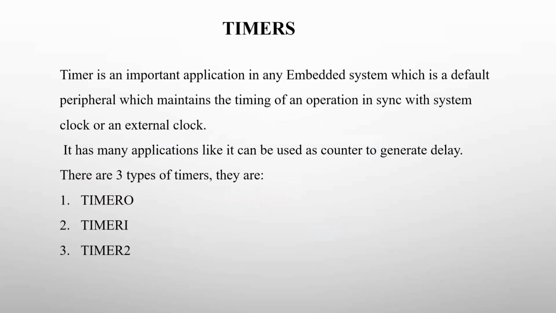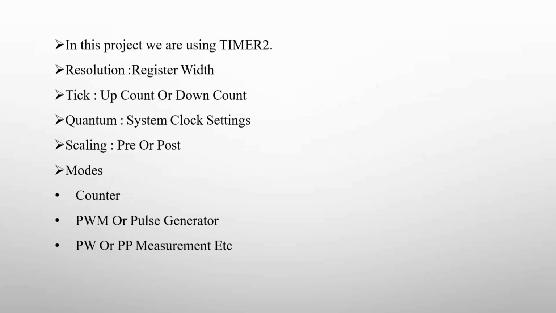And coming to timers. Timer is the default peripheral in microcontroller which is used to calculate the time. And timers are three types: timer 0, timer 1, timer 2. In our project, we are using timer 2. And in timer, we are having some key words, that is resolution, tick, and quantum. Resolution means width of the timer register. It can be 8-bit timer, 16-bit timer, 32-bit timer, or 64-bit timer.